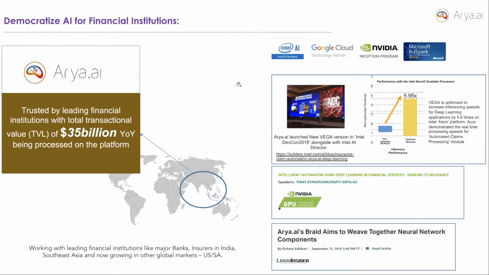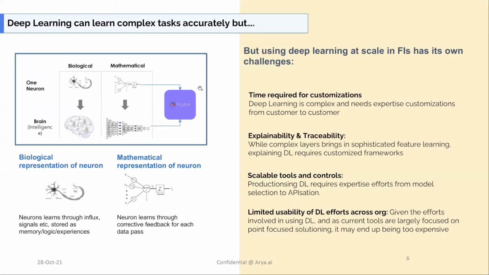All in all, on the platform today, we process close to $35 billion worth of transactions. Total transactional value is around $35 billion on the platform today.